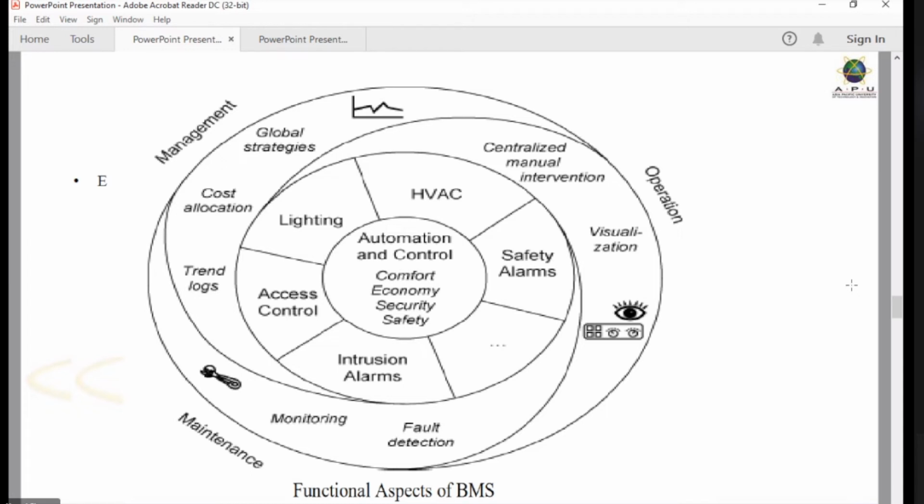And what do we do? Related to lighting, HVAC, cooling, okay. HVAC, in case of pack, you can also add HVAC, okay. And then safety alarms, okay, access control, intrusion alarms, and other aspects we can add, okay. So BMS means automation and control of these aspects.